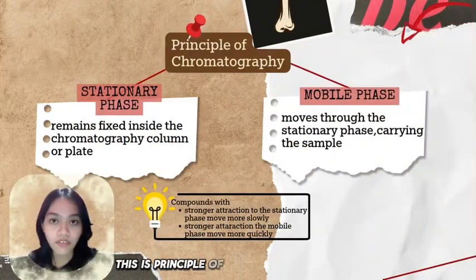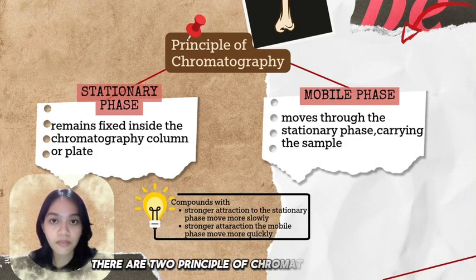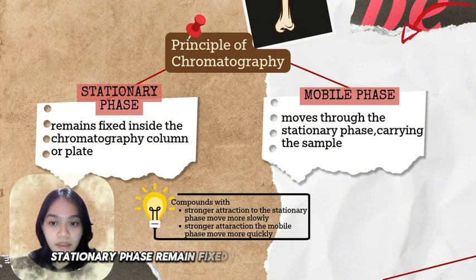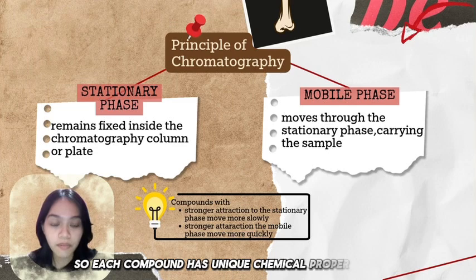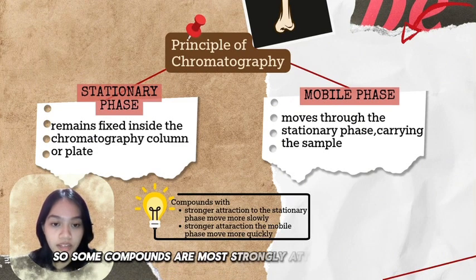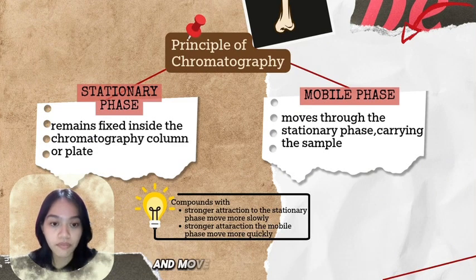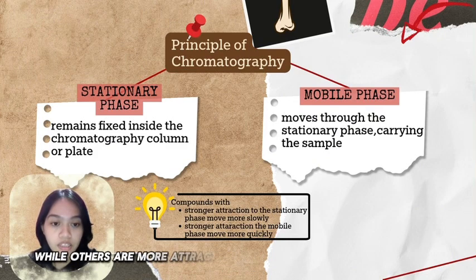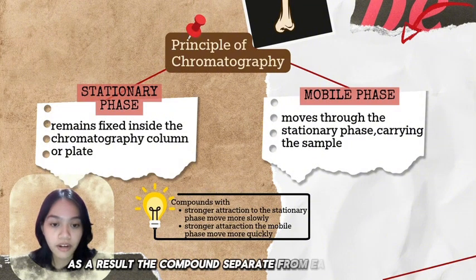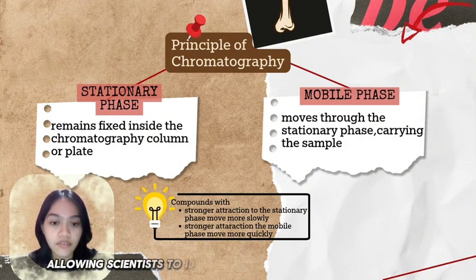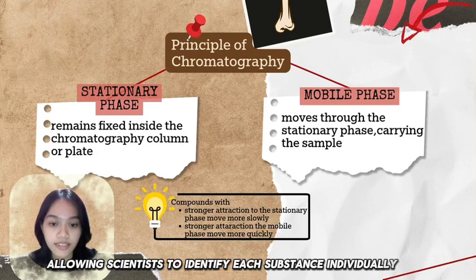Next is the principle of chromatography. There are two principles of chromatography, which are the stationary phase and the mobile phase. The stationary phase remains fixed inside the chromatography column or plate. As for the mobile phase, it moves through the stationary phase carrying the sample. Each compound has unique chemical properties, so some compounds are more strongly attracted to the stationary phase and move more slowly, while others are more attracted to the mobile phase and move faster. As a result, the compounds separate from each other, allowing scientists to identify each substance individually.